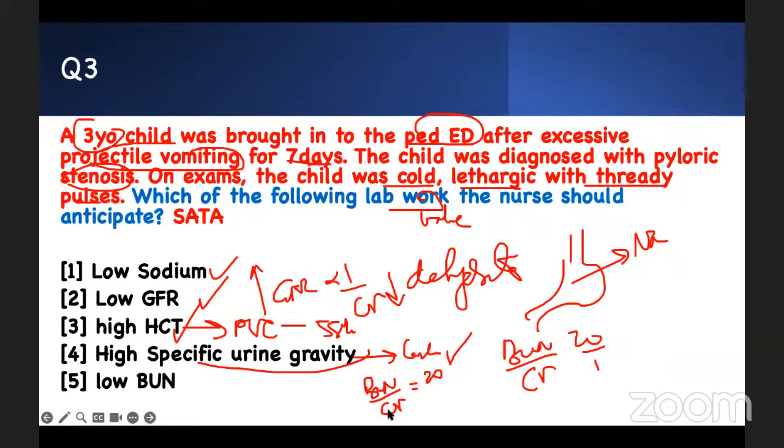If creatinine is high, your normal creatinine is 1. If this is high and I put 2 here, BUN, when you multiply, BUN should be what? 40. Normal BUN is less than 20. That's why the ratio is 20:1. Therefore, there's no way you can be low. You have to be high. So 1:4 is your right answer.